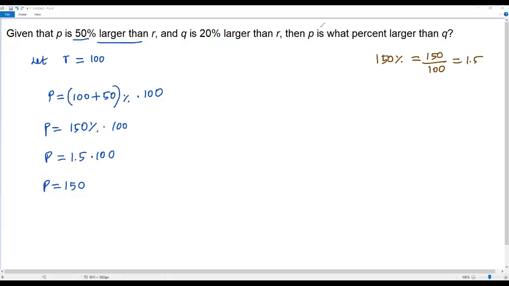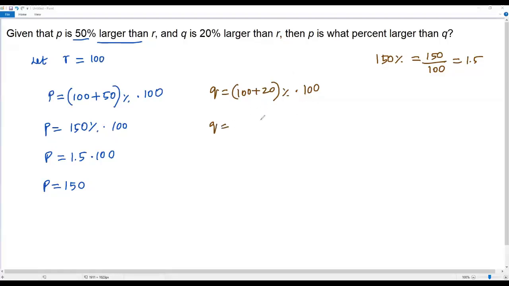Now let's find the value of Q, because Q is also connected to R over here. So to get the value of Q, what should I do? Here, Q is 20% larger than R, that is, if the value of R is increased by 20%, we'll be getting the value of Q. Since the value of R is increased by 20%, I have to add this 20 to 100% times the value of R, which is 100. I am writing the value of R over here.